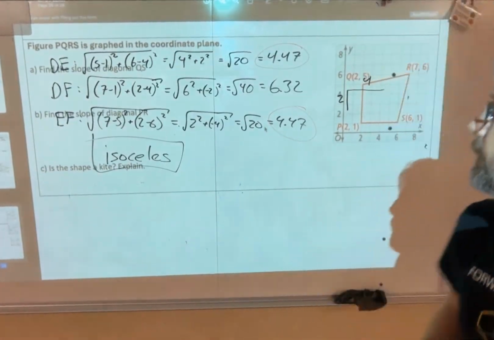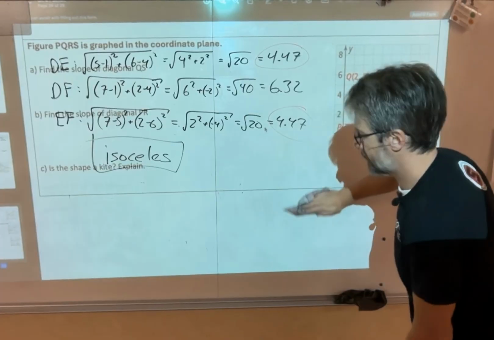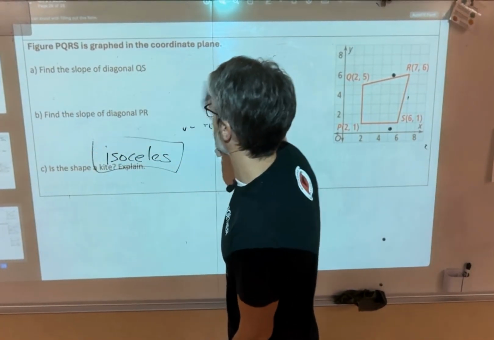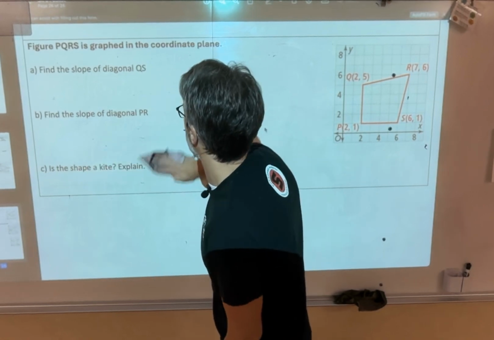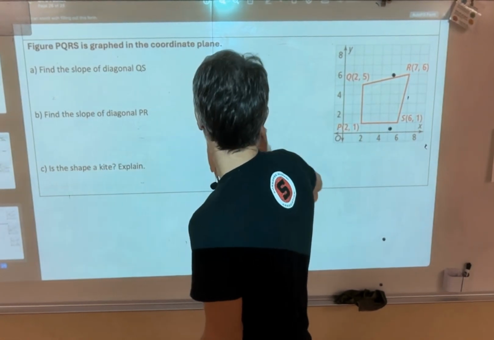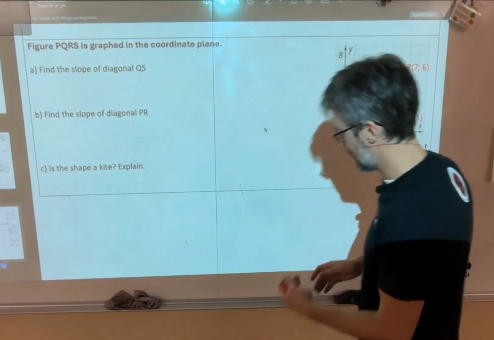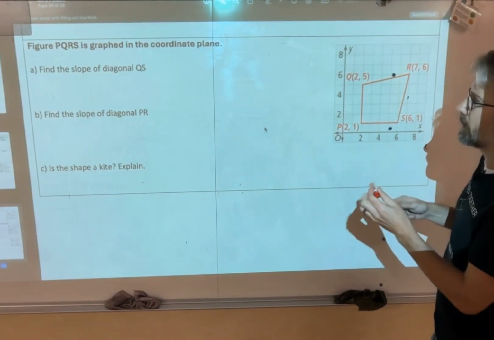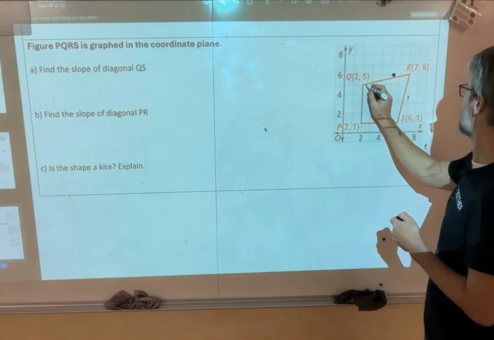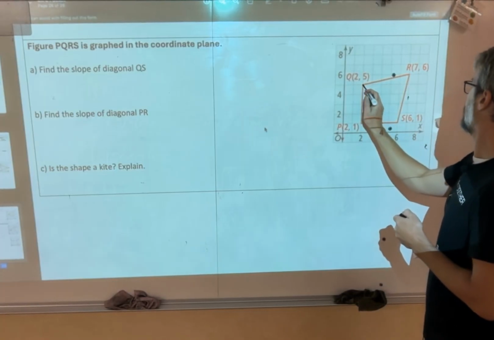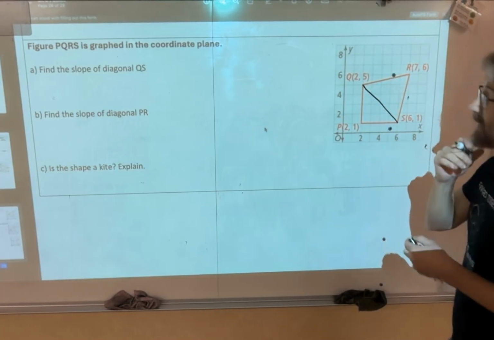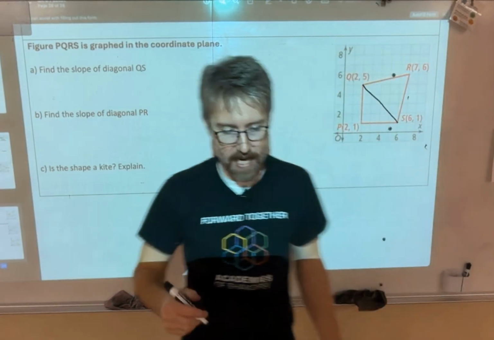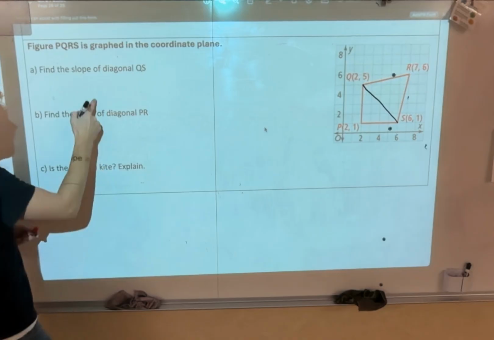All right, last one. PQRS. We want to find the slope of the diagonal, find the slope of the other diagonal, and determine whether or not this is a kite, and explain. Okay, so our first diagonal, I'll do that in black, from Q to S is right here. If these cross at a 90-degree angle, if they are perpendicular to one another, that means that this is a kite. That's our rule for that.